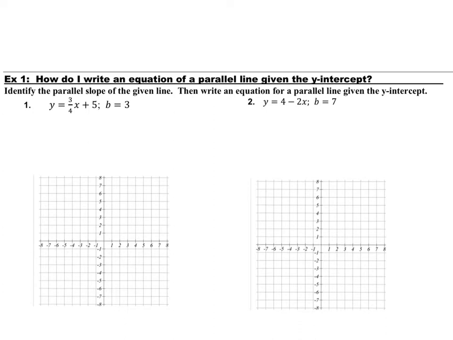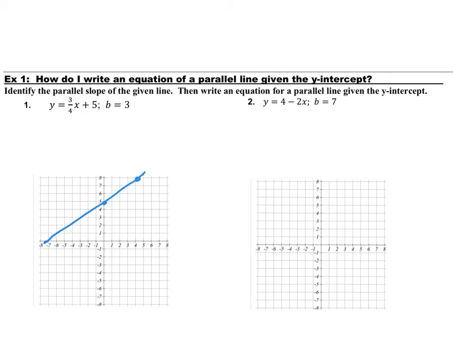So first of all, we have our first line, which is y is equal to 3/4 x plus 5. And I have a little graph down here so that we can look and see what this looks like. It has the y-intercept of 5, and then it has a slope of 3/4. So you're going up 3 over 4. All right, so this is what this first line looks like.